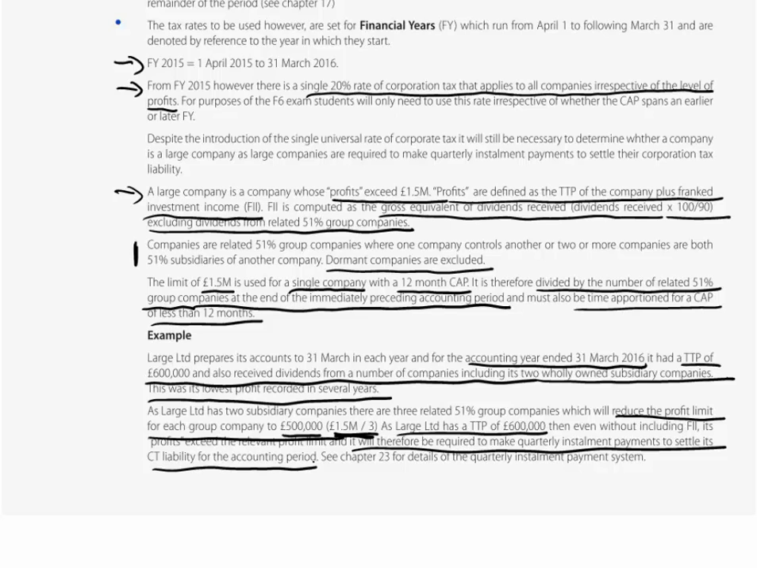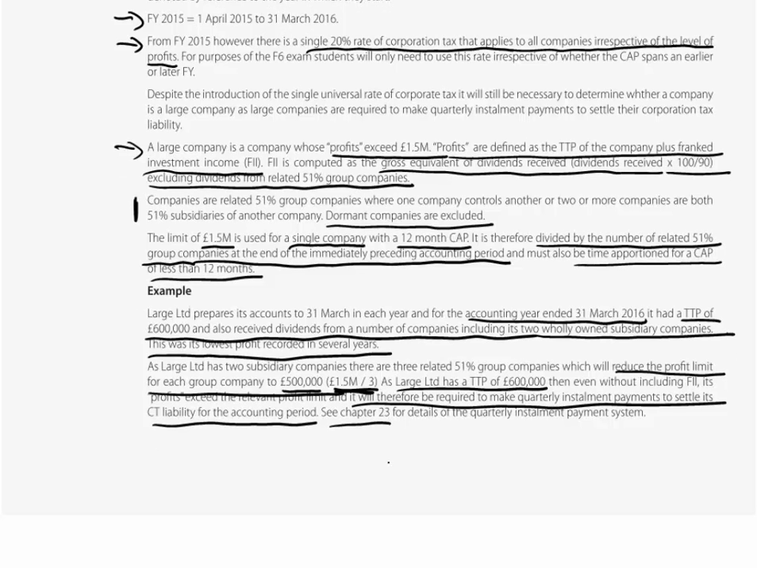Now back then we said see chapter 23. At the moment we don't understand what timing difference there is between a company that does not have to make quarterly instalment payments and one that does. We're about to see when we turn to chapter 23 how much more quickly we have to pay corporate tax if we are indeed classified as large for purposes of then having to make quarterly instalment payments.